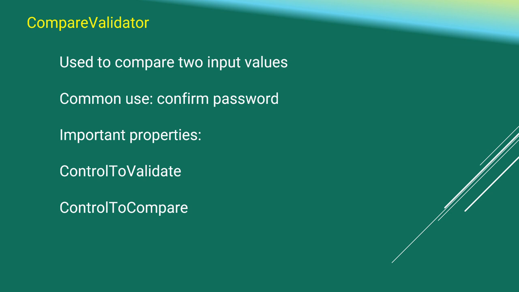The compare validator is used when you need to compare two input fields. The most common example is password confirmation. You set the control to validate property to the first input and control to compare to the second.